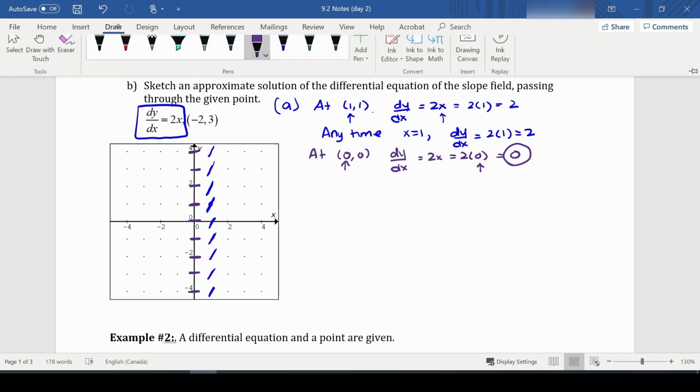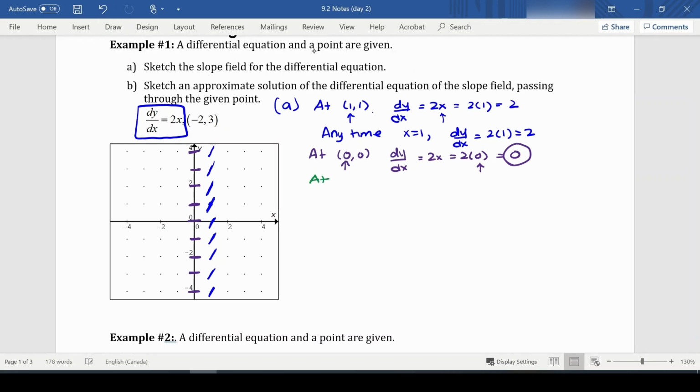And we can continue with this. Let's say at (-1, 0), dy/dx is going to be -2. So we draw in these little line segments with a slope of -2. And you can see that those look kind of opposite to the blue ones that I drew earlier. Now, we could fill up this entire grid, but this is going to take a long time. So I usually like to start at, say, 1, 0, and -1.